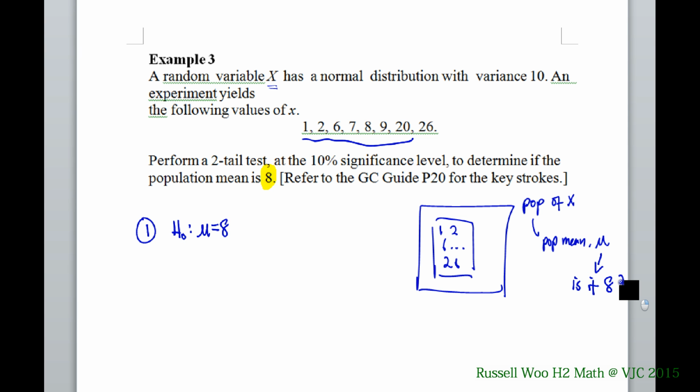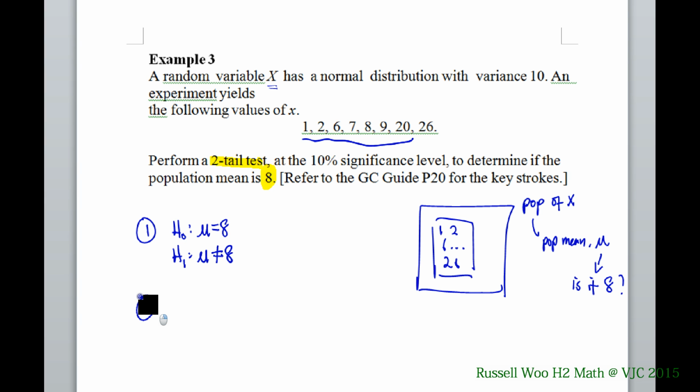Correct? Follow so far? So we say, okay, we do a two-tail test in this case. We say H1: mu not equal to 8. This is standard. Correct? We want to make use of the sample data to ascertain whether the population mean is indeed 8. Step 2, what do we do?